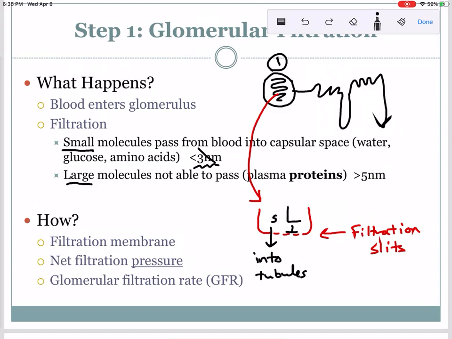Whatever is large is not able to be filtered out of the glomerulus, and instead, the large particles leave the glomerulus through the efferent arterioles into the peritubular capillaries. Or if it is a juxtamedullary nephron, it would be into the vasa recta.